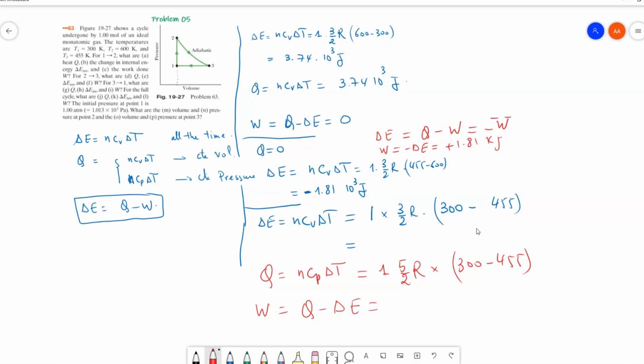But anyway, I wanted to explain this chapter again because it's very, very important. Do you have any question? Delta E all the time is n Cv delta T. Q is n Cv delta T or n Cp delta T: this one for constant pressure, this one for constant volume. And with the third relation, you can get any value for W, Q, and delta E. Any question?